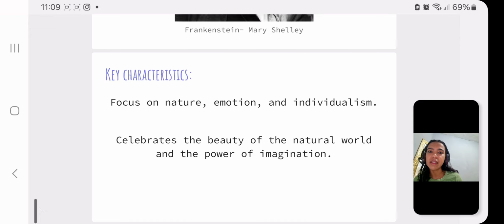Characteristics of Gothic literature. Remember, guys, Gothic literature is one branch, a part of this big movement, Romantic literature. It focuses also on nature, emotion, and individualism. It celebrates the beauty of the natural world and the power of imagination, but more specifically, the darker side of our emotions, the fear, for example. So this is the main point, the main characteristic.